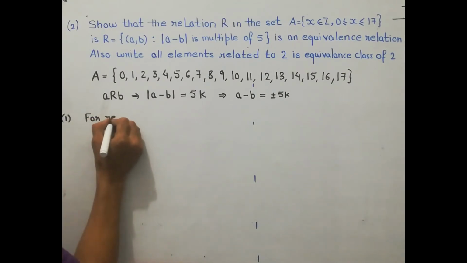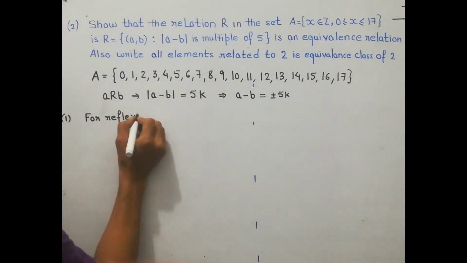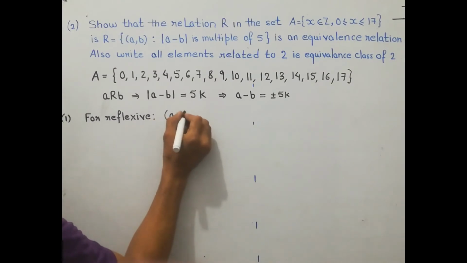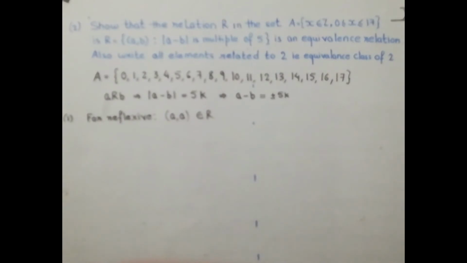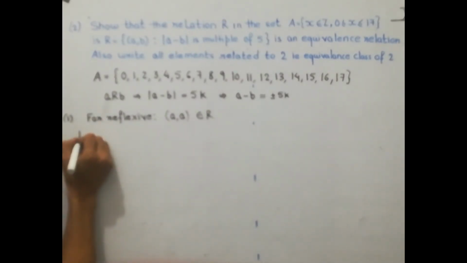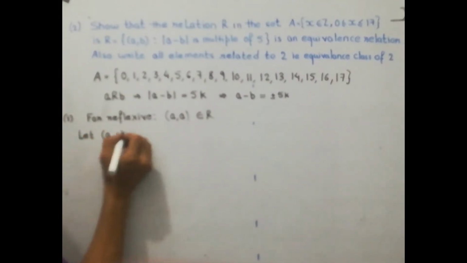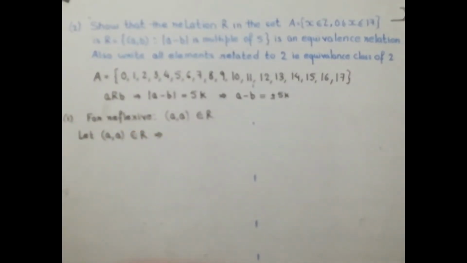For reflexive, (a, a) must belong to R. This is the definition for reflexive relation. Let (a, a) belong to R. We are considering that the ordered pair (a, a) is belonging to this relation.